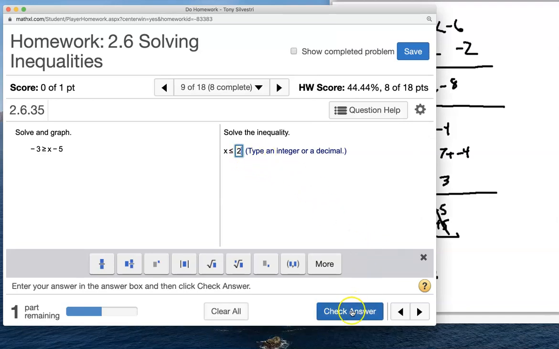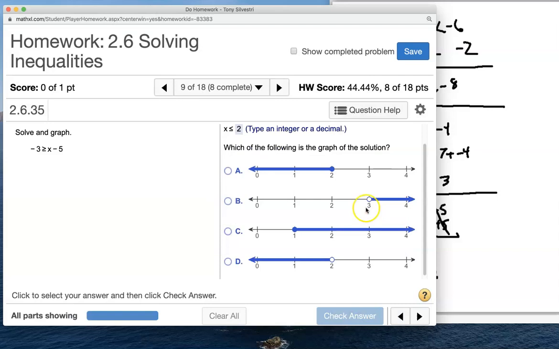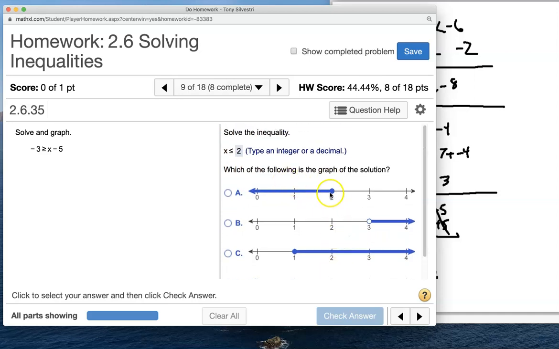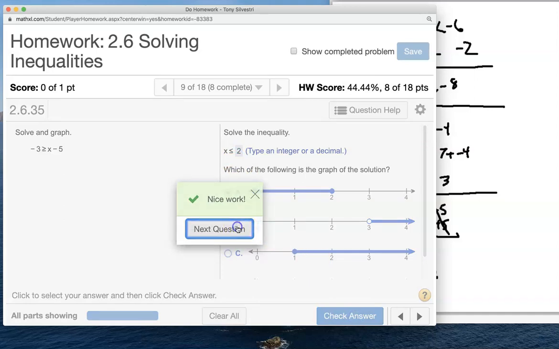Like so. Check your answer. Very good work. They want us to do double the work. The critical point is 2. We want x is less than or equal to 2. I'm looking at A right from the top, because I have a solid dot including the 2 with the equal sign, and anything to the left is in fact smaller. Nice. So that's halfway done.